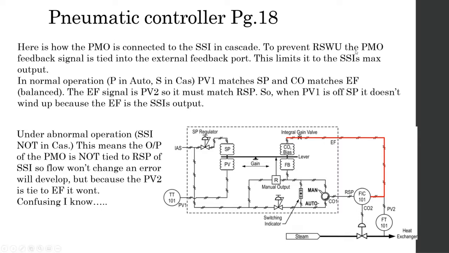To prevent reset windup, the primary feedback signal is tied to the external feedback port. So here's that EF, external feedback port. This limits it to the secondary's maximum output. In normal operation, with the primary in automatic and the secondary in cascade, the PV of the primary matches the set point and the controller output matches the external feedback, and it's balanced. The external feedback signal is PV2, so it must match the remote set point. I'm probably losing you, but we're going to keep on going. When the PV is off its set point, it doesn't wind up because the external feedback is the secondary, or slave, inner loop's output.